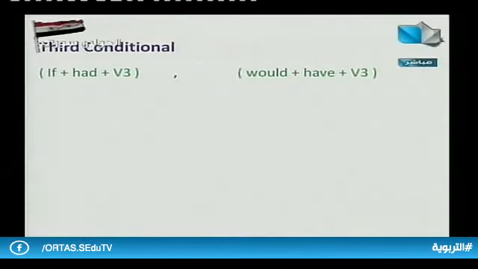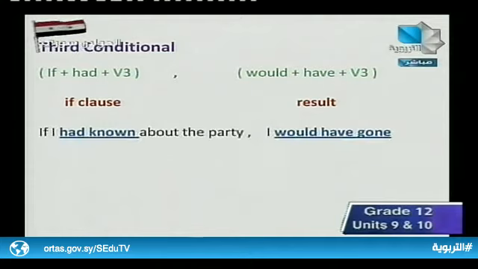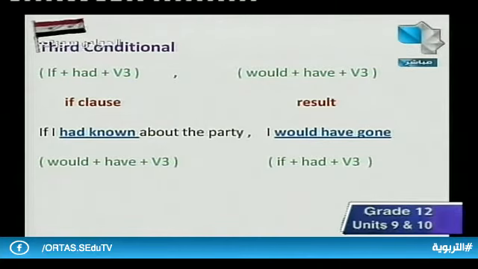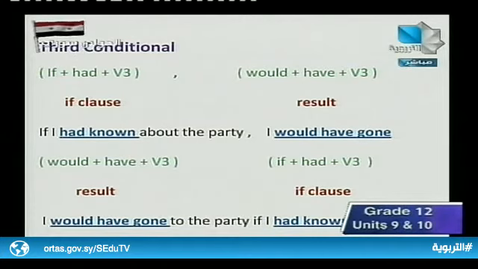What about the third conditional? The form is if plus had plus verb 3 in the if clause, and the result is would have plus verb 3. For example, if I had known about the party, I would have gone. Or, I would have gone to the party if I had known about it. We call this the impossible case, because it can't happen. We're going to talk about them in detail later.